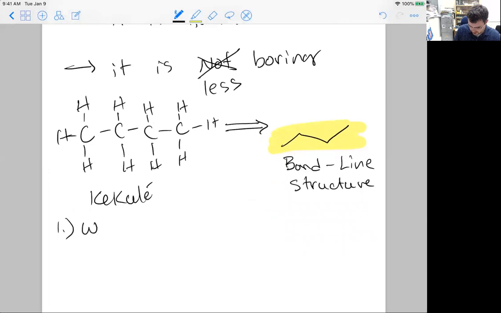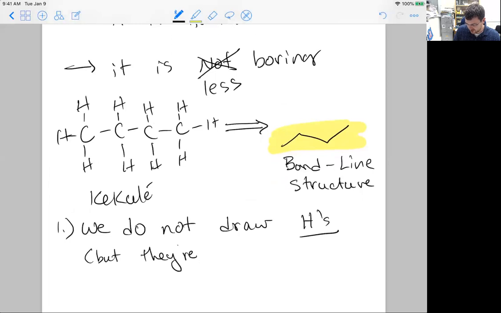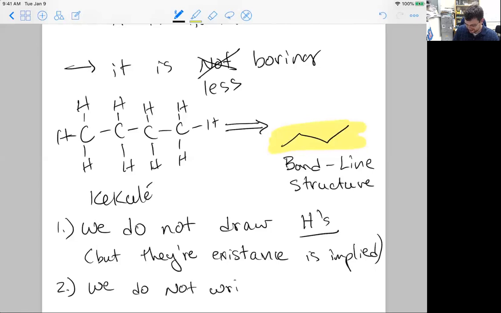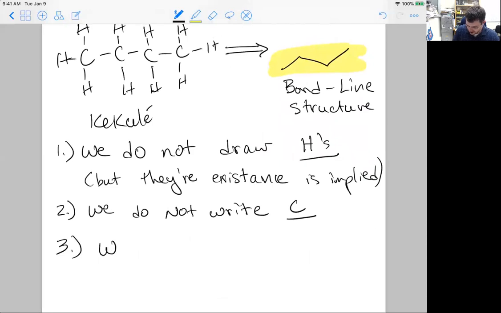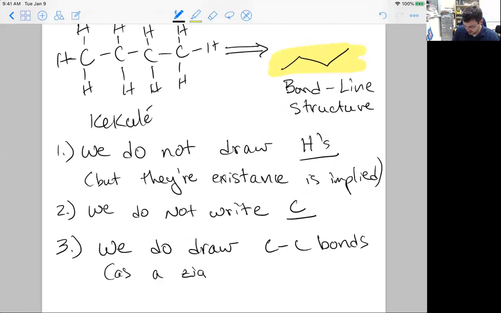So what is going on here? Number one, we do not draw H's, but their existence is implied. Number two, we do not write the letter C, but we do draw C-C bonds. And really, I should be more clear here. We draw them as a zigzag.